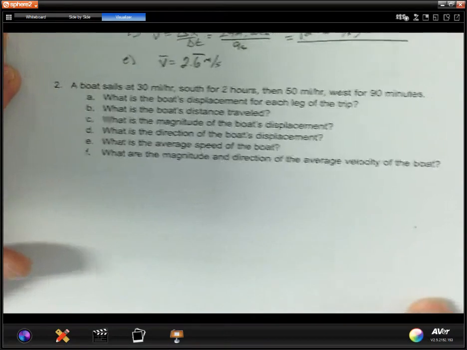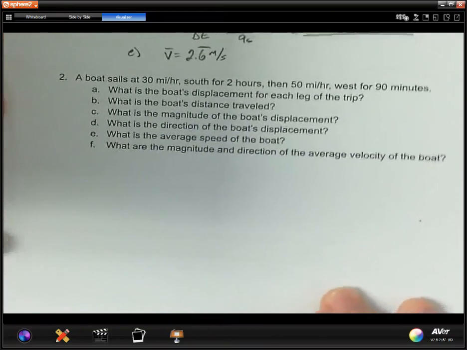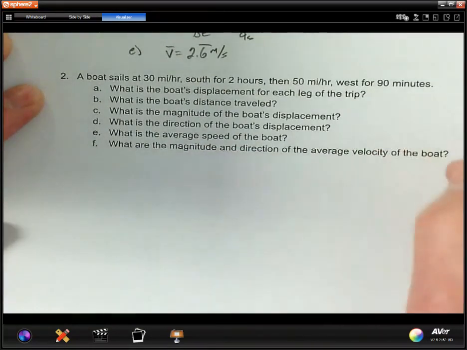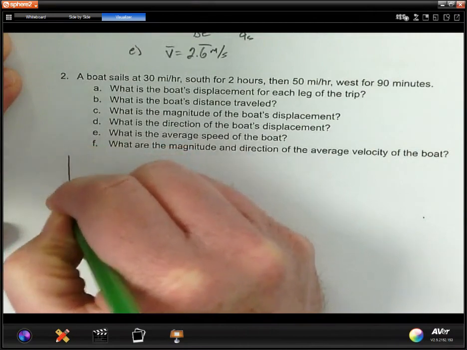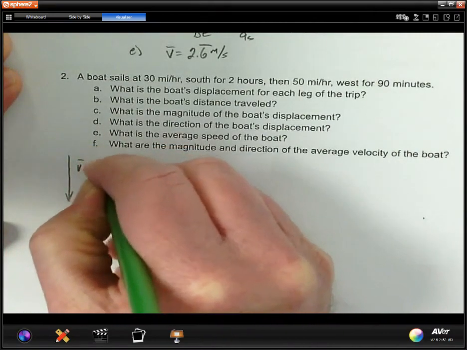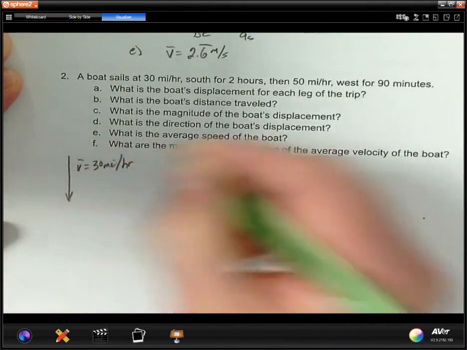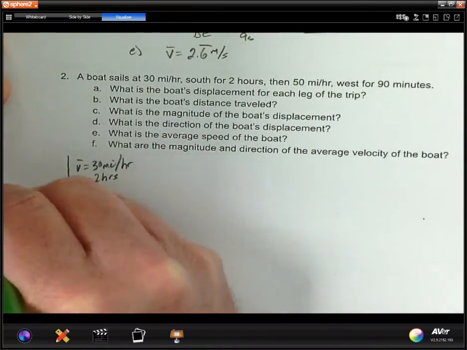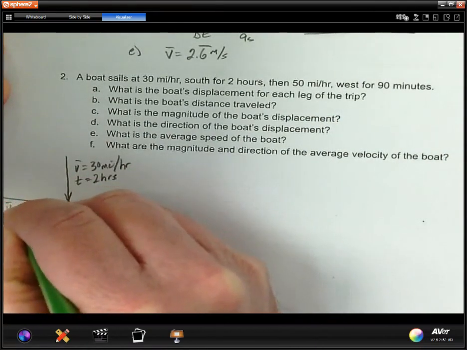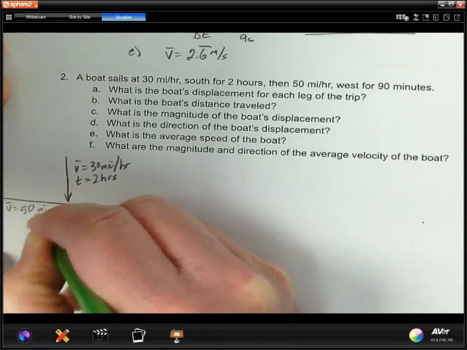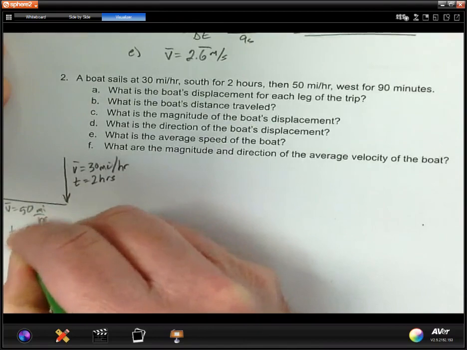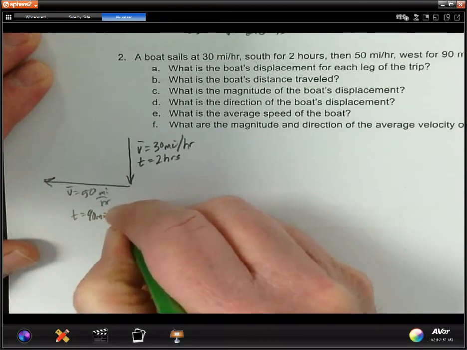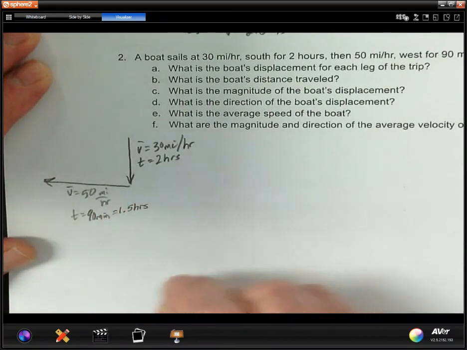Next one's going to be a little trickier, but a sketch again is going to help. We have a boat that's going 30 miles per hour south. So that's its velocity. For 2 hours, that's a time. And then he's going to turn and go 50 miles per hour for 90 minutes. I want to write down that 90 minutes is 1.5 hours. I want to convert that to hours.